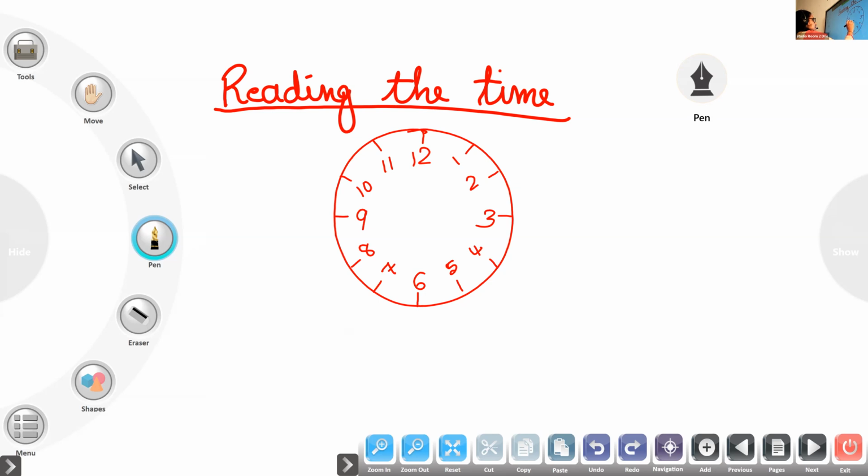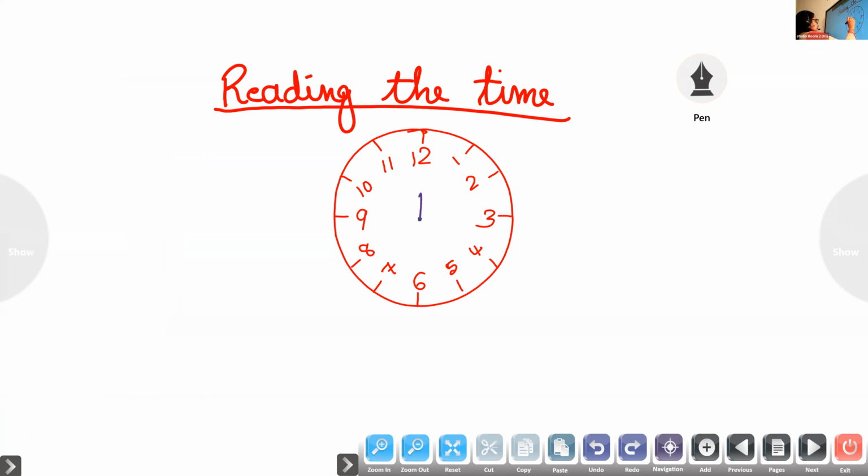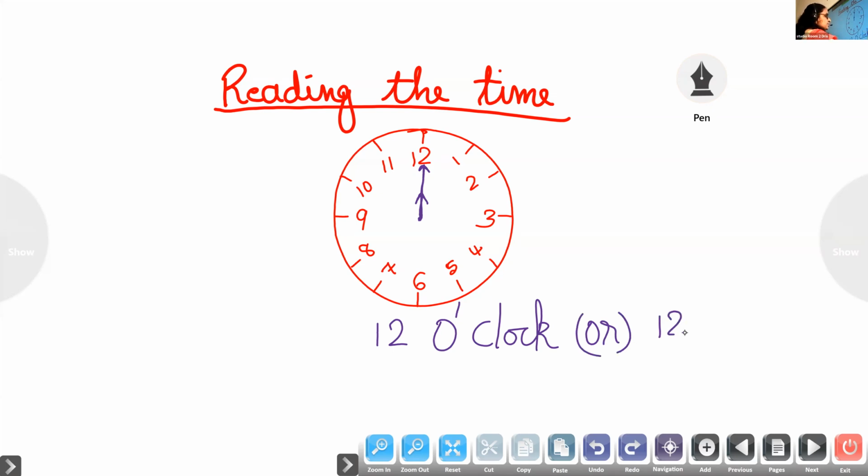Suppose the short hand is at 12 and the long hand will be at 12 itself, isn't it? If there are 2 arrows together at 12, that means the short hand and the long hand both are at 12. So the time is 12 o'clock, or you can write it like this, 12:00.